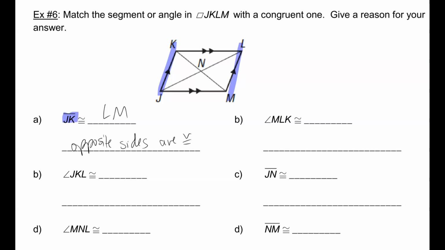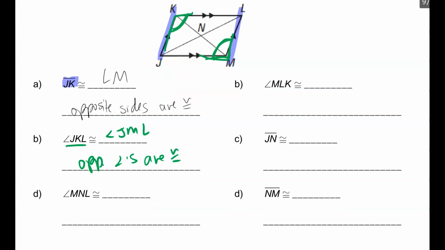All right, so let's keep going. Here we go, angle JKL. So JKL, this angle here will be congruent to this one. So we can say angle JML. JML is right here. And the reason is because opposite angles are congruent. Amazing.